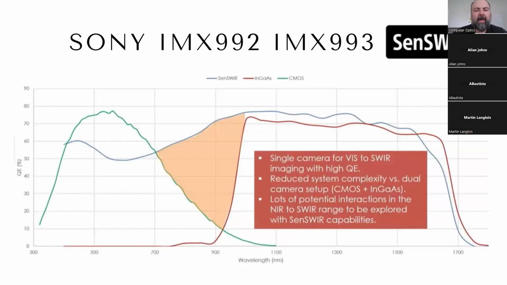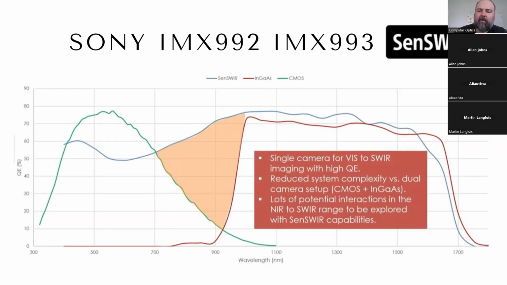So now if we go back to our quantum efficiency graph of the InGaAs and CMOS sensors, we can now see where Sony SWIR's image sensor falls. So it covers this triangle right here, that is a huge value add. So it's a huge value add to the growing game-changing technology.